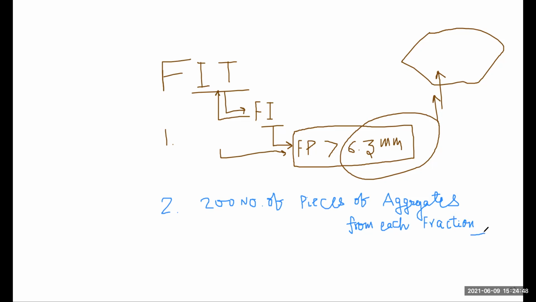So up to this point, I discussed flakiness of the aggregate. Basically, flakiness of the aggregate is measured in terms of a parameter called flakiness index. Flaky particles are those whose least lateral dimension is smaller than 0.6, or 3/5, of its mean dimension. What do you mean by mean dimension? I already discussed. Next, this flakiness index is defined as percentage of flaky particles in the sample.